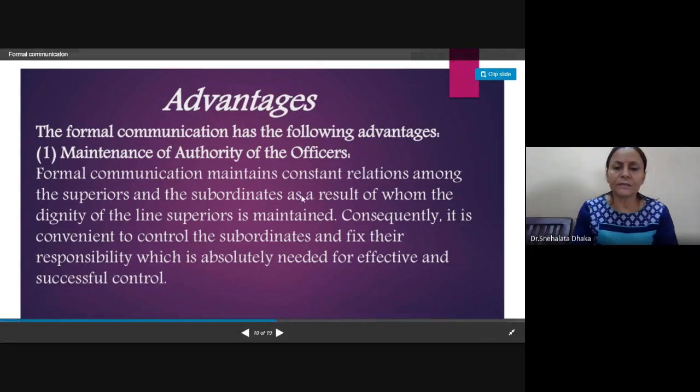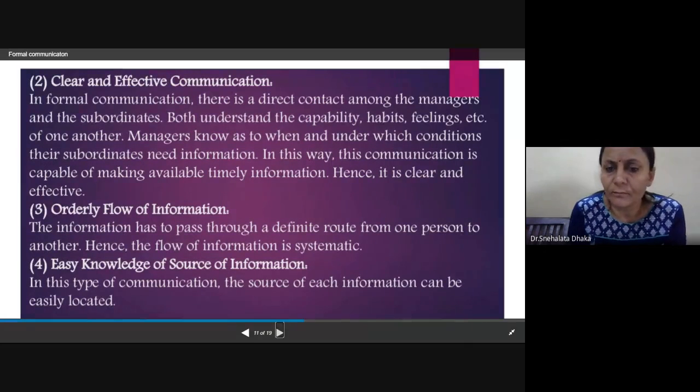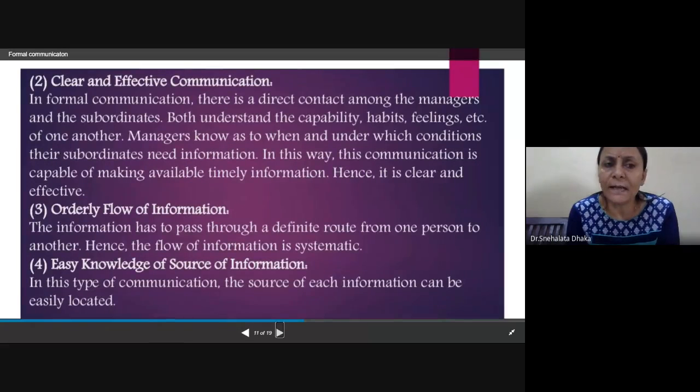Now the next one is clear and effective communication. See, formal communication has clarity and effectivity in terms of message. How can we say this?